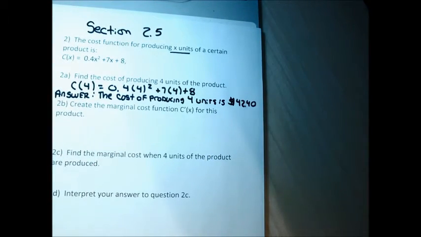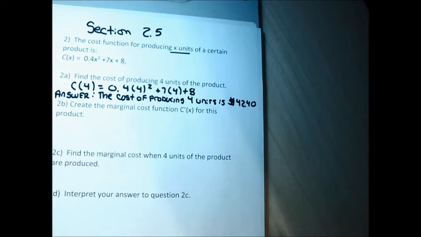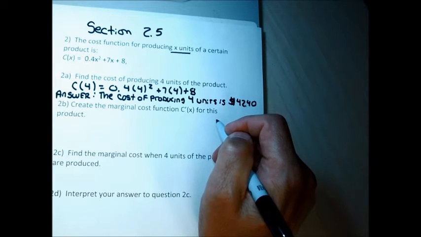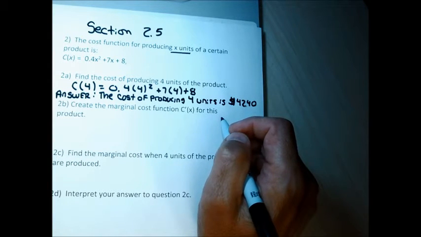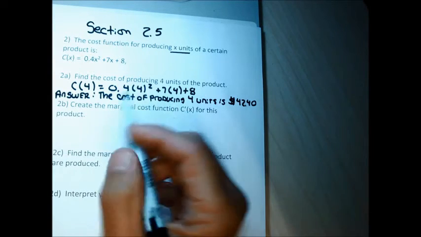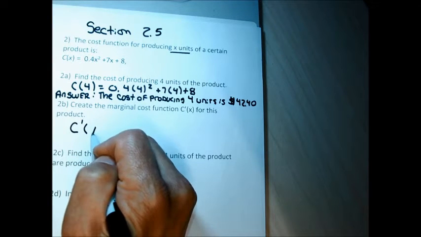Part B says create the marginal cost function C prime of x. The derivative of a cost function is called the marginal cost function. And what a marginal cost function estimates is the cost of producing the next unit. So let me do C prime of x real quick. C prime is very easy to calculate.